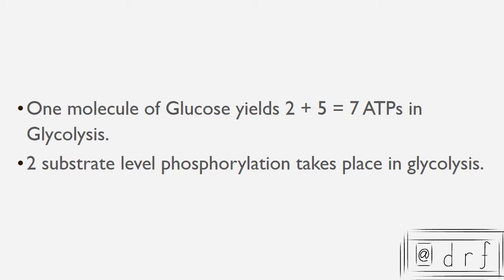Also, you can say it in a different way that only 2 ATPs are formed in glycolysis, as NADH is not a direct source of ATP until and unless it goes to the electron transport system. Second, 2 substrate level phosphorylations take place in glycolysis. Okay, this is an important point which could be asked in various competitive exams.